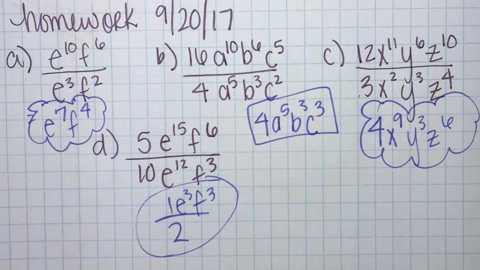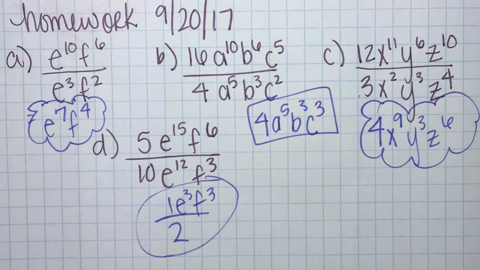What number is that? No. 15 menos 12 is 3. Oh my gosh.